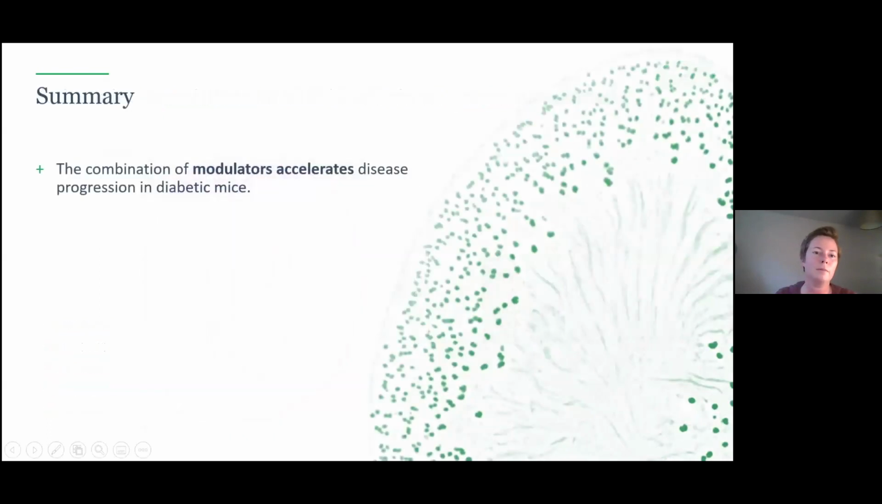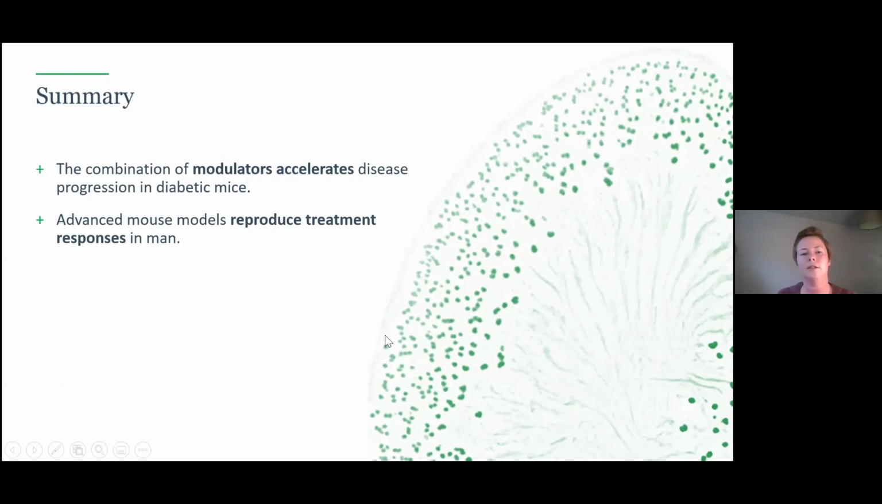So I hope I've been able to demonstrate to you that we can combine various modulators to accelerate the disease progression in diabetic mice. And by this establish a model with advanced diabetic kidney disease that is able to reproduce the treatment responses that we also see in man.